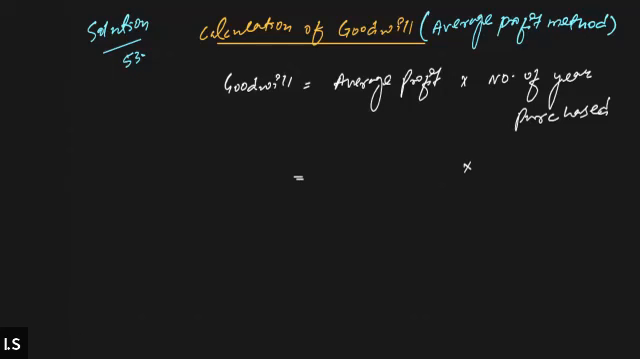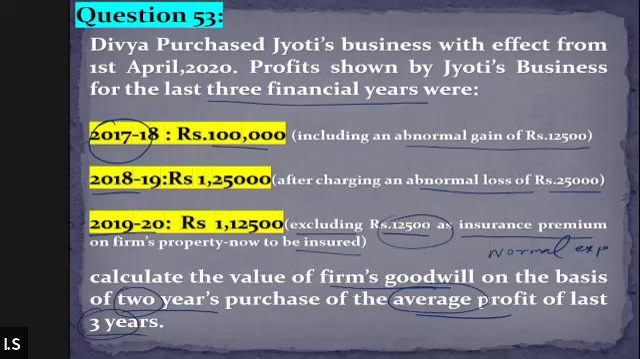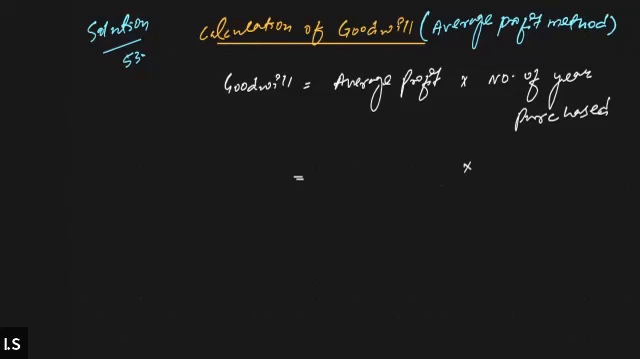Okay. So what I'm saying is that this question requires us to find out the goodwill by the average profit method. So for that purpose, we just apply the formula: goodwill equals average profit into number of years purchase. Is the formula clear to you? Yes, sir. Now number of years purchase is already given in the question as 2 years purchase. The question wants us to calculate the value of the goodwill considering 2 years purchase, so we will simply multiply it by 2.